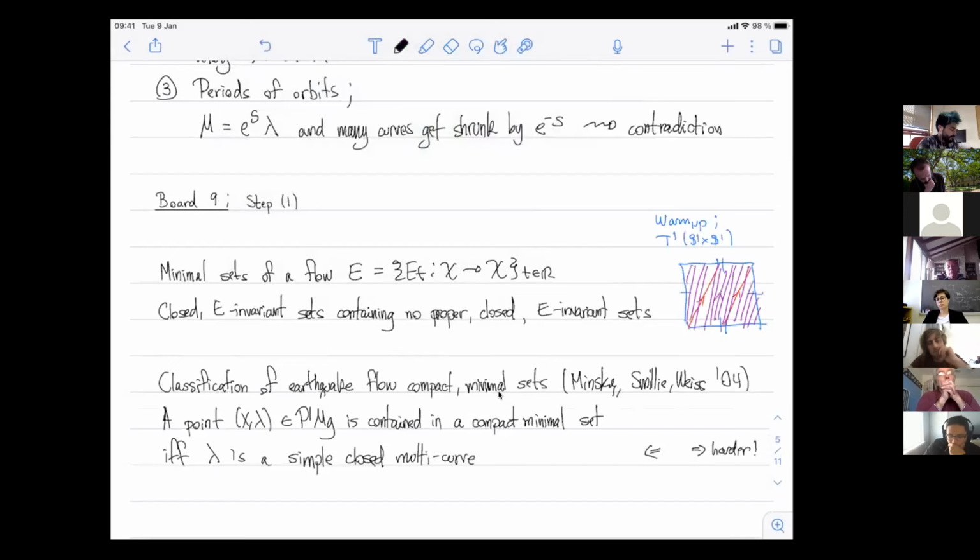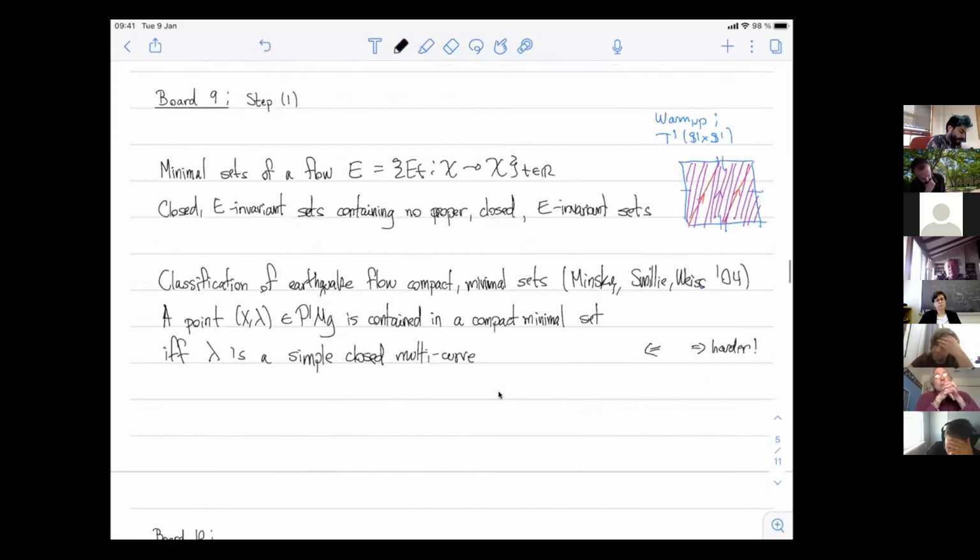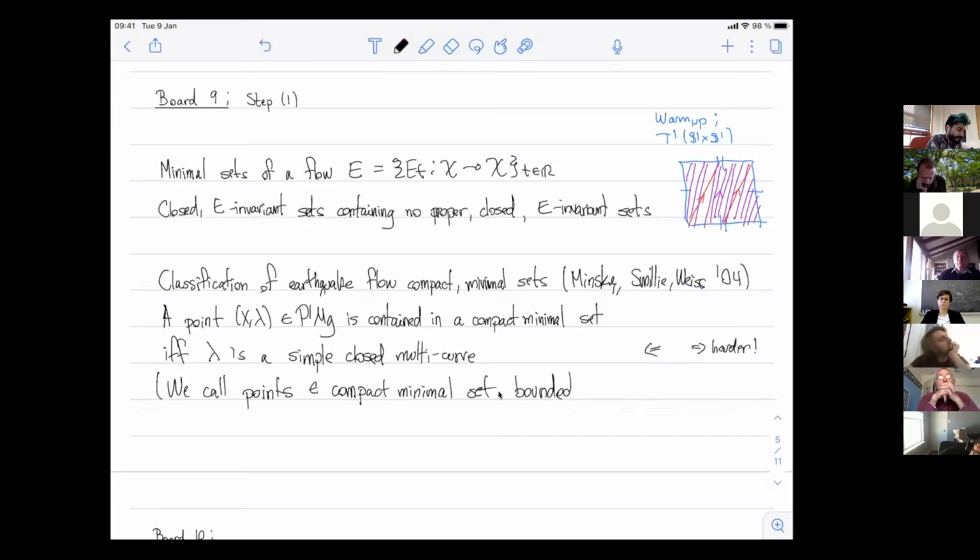Okay, so let's say that we call points of this form points that belong to a compact minimal set. We are going to call them bounded, just to give them a name. If a point belongs to a compact minimal set, in this case, it's equivalent to its twisting locus being a multicurve. That's going to be what we call bounded.